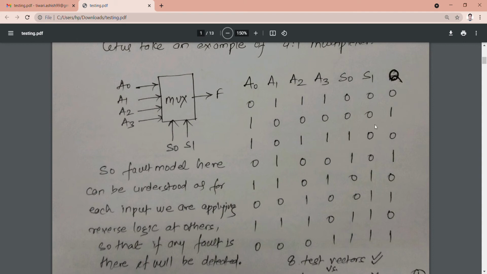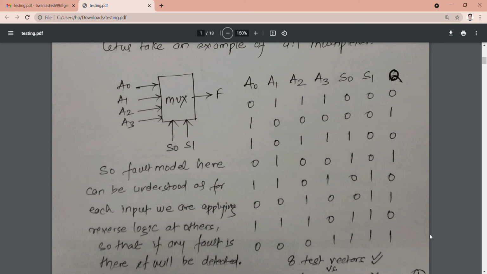And then if I say 0, 1, where S1 is 0 and S0 is 1, it is selecting A1. Similarly, for the next set of cycles, 0, 1, it will select A2, and for 1, 1 it will select A3. So at one time it will select A0, then A1, then A2, and A3.